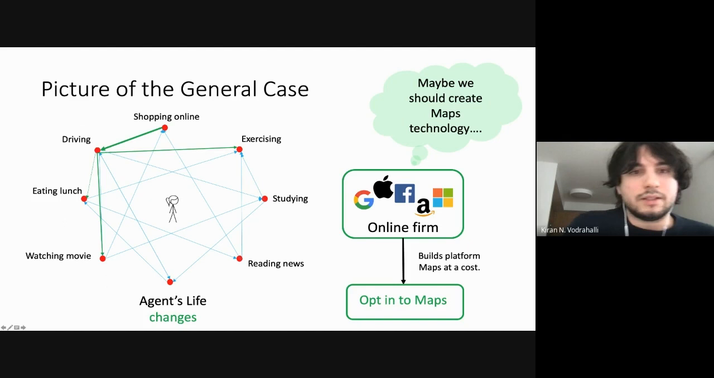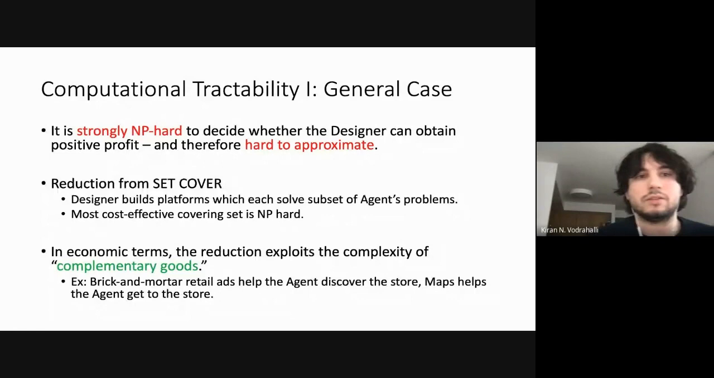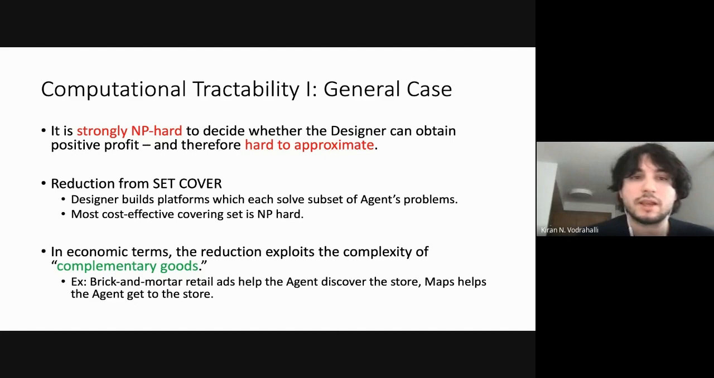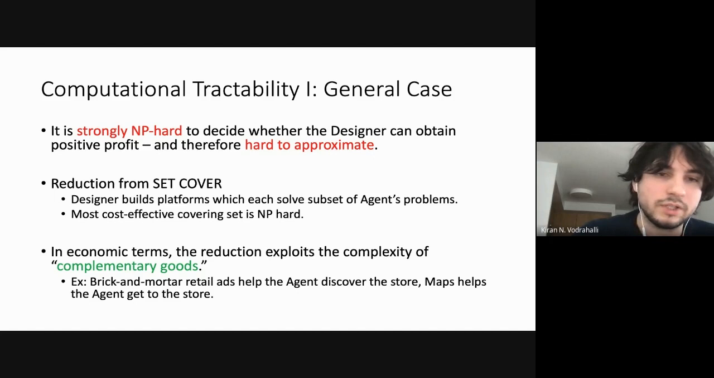And it turns out that this is strongly NP-hard. It's strongly NP-hard to decide whether the designer can obtain a positive profit, and it's also hard to approximate. The reduction is just from set cover. And the idea is that the agent has a bunch of problems that they really need to solve. And if they can't solve these problems, then they are going to be completely unproductive. They're going to go to an unproductive state, which is low reward, which is also hard to escape.